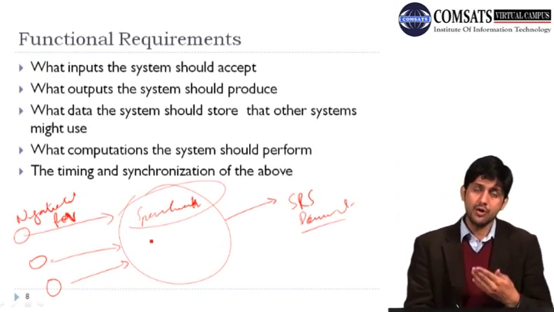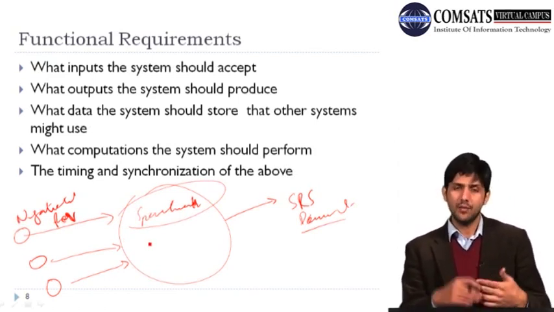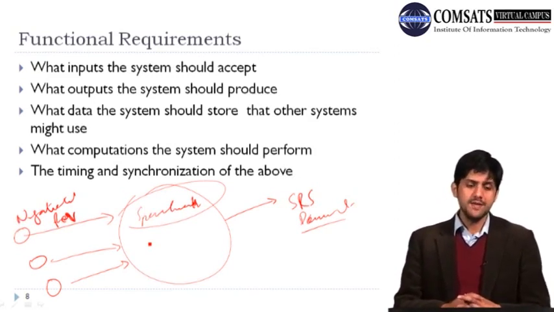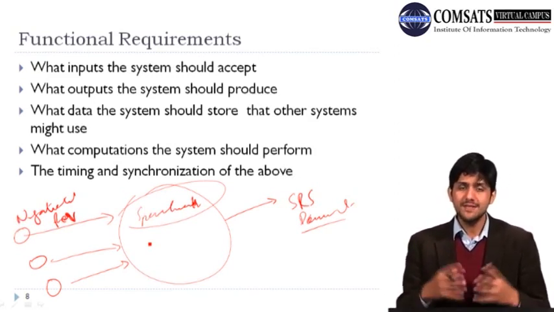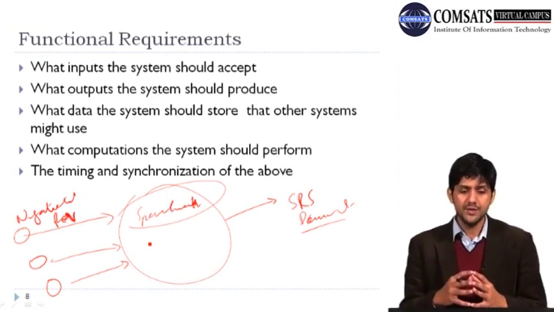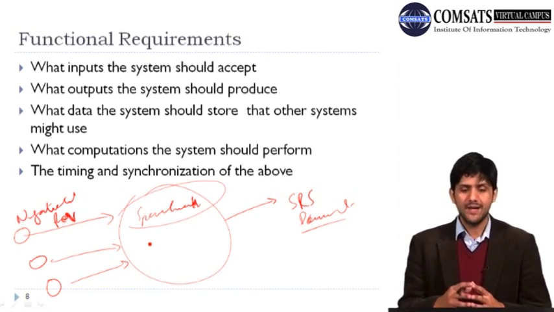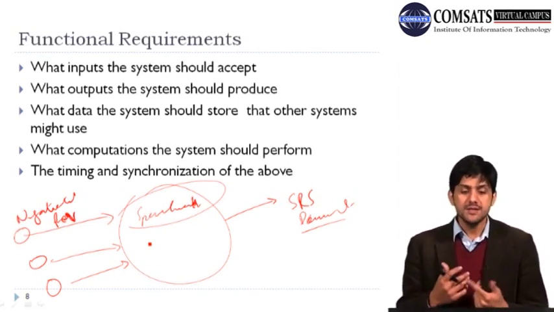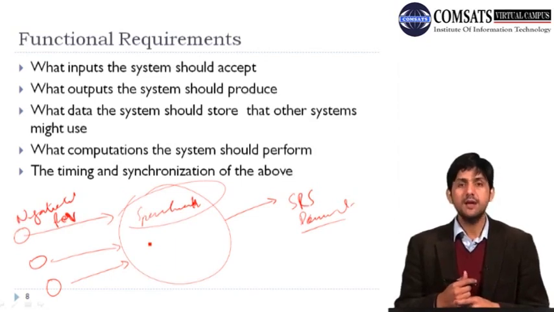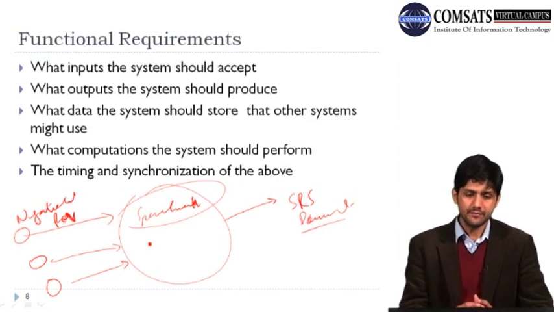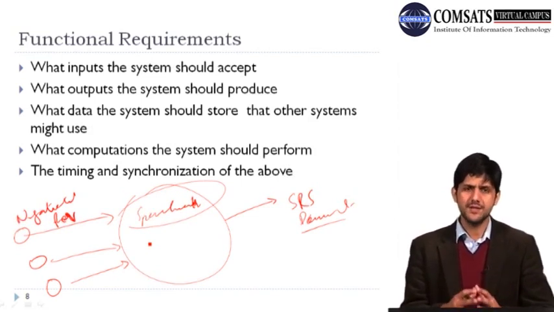So before we actually talk about this particular activity, we need to understand what these functional requirements are. What inputs should the system accept? This is one category of functional requirements. What outputs the system should produce? What data the system should store that other systems might use? What computations the system should perform, and the timing and synchronization of all the things mentioned above. These are all part of the functional requirements.